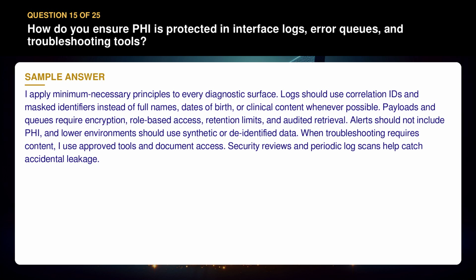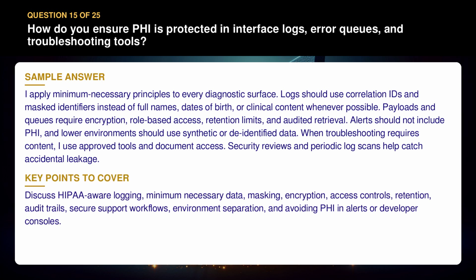Alerts should not include FHIR, and lower environments should use synthetic or de-identified data. When troubleshooting requires content, I use approved tools and document access. Security reviews and periodic log scans help catch accidental leakage. Discuss HIPAA-aware logging, minimum necessary data, masking, encryption, access controls, retention, audit trails, secure support workflows, environment separation, and avoiding FHIR in alerts or developer consoles.